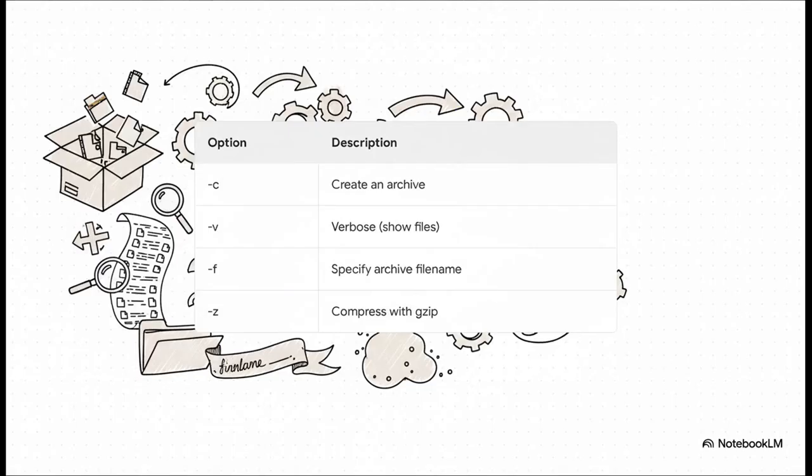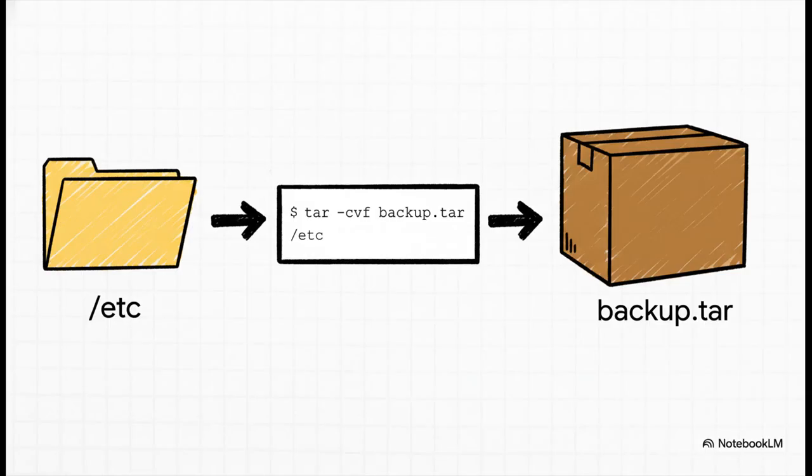Now, the real magic of tar is how it combines a few simple options. You use c to create, v to see what it's doing, which is super helpful, f to give your archive a name, and z to compress it with gzip. Let's see how that all works in the real world. Okay, so right here, we're just telling tar to create a new archive. The v means we'll see a list of the files as they're added, and f tells it the name, backup.tar. And what are we putting in it? Everything from the etc directory. It's simple, uncompressed, and just perfect for a quick backup.